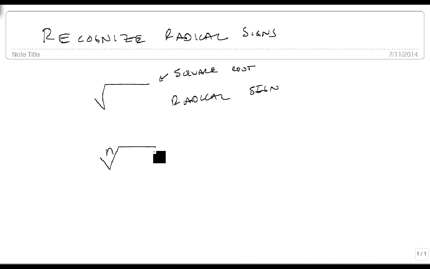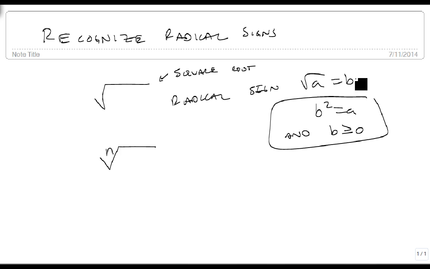And this is really important because the way this works is, suppose we have the square root of a equals b. Well, this means that b squared equals a, and it means that b is greater than or equal to 0. So both of these conditions have to be true in order for this to be true, that the square root of a equals b. So let's get a couple of other definitions while we're looking at this.